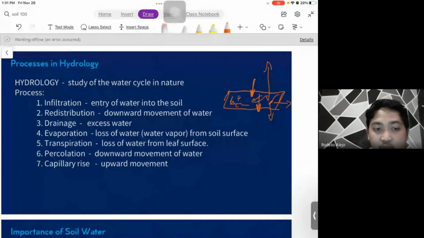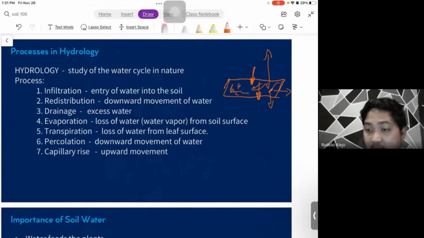Then we have also the transpiration, loss of water from leaf surface. So just like evaporation, transpiration is also a loss of water. If this is the plant, for example, the plant absorbs water in the soil, then the water will move out through the stomata in the plants. So that is what we call transpiration. Karaniwan pinagsasama yung evaporation and transpiration in terms of soil, kasi pareho silang losses sa soil. So they are sometimes called evapotranspiration.